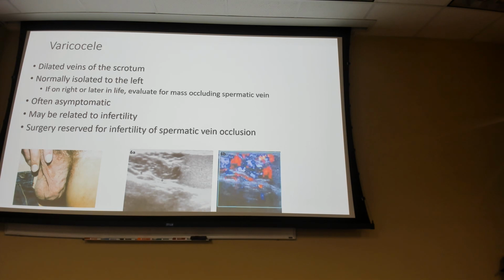If we see this on the right, or later in life, we need to evaluate for some sort of mass occluding the vein. So if you see a unilateral right-sided one, you need to get a CT scan of the abdomen and pelvis for further evaluation. But this is very common too. You're going to see a lot of these, especially with our predominantly male population.